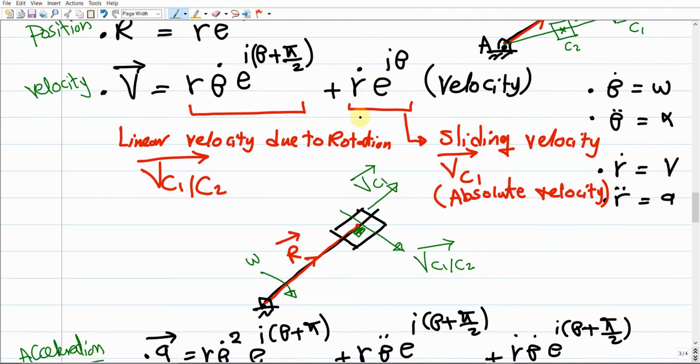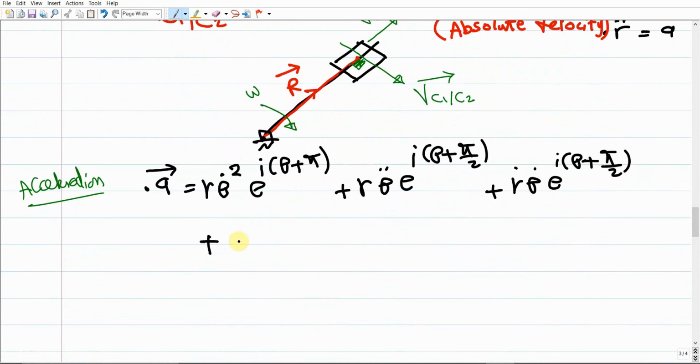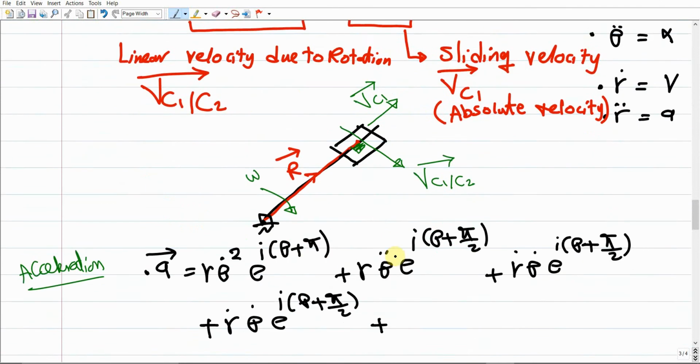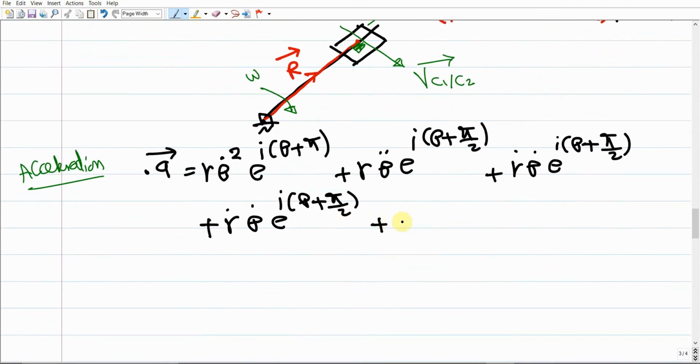Then we're gonna add pi over 2 to the theta. So it's gonna be r dot theta dot e^{i(theta plus pi over 2)}. Plus, then we're gonna fix the exponential term and do the derivative of r dot. So we're gonna end up with r double dot e^{i theta}, and that's it, because we did the derivative of r dot. So we're gonna end up with 5 terms.